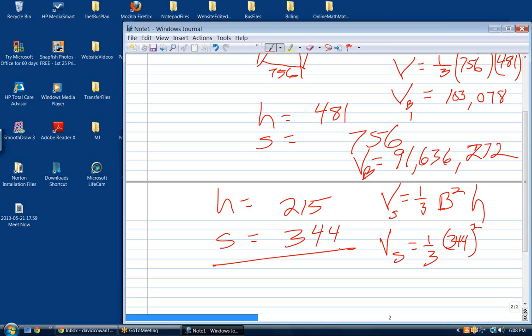It has to be squared because that's the side length. In other words, that s is not the area of the base. That's the b, really. I don't really like using b there. It's too easy to confuse it with the area of the base. And then the height is 215. So if we figure out what this number is, we're going to square 344. That's 118,336. And then I'll multiply that by 215.